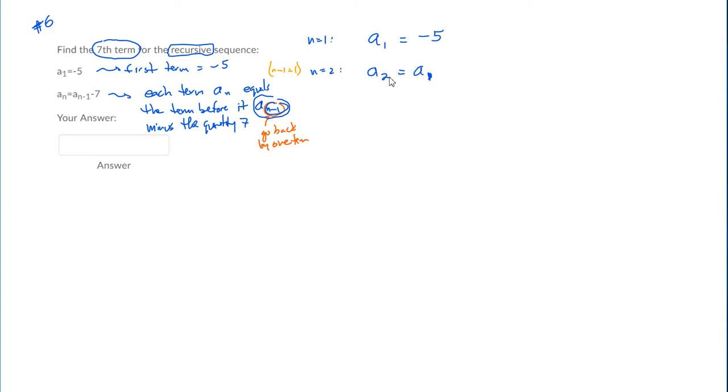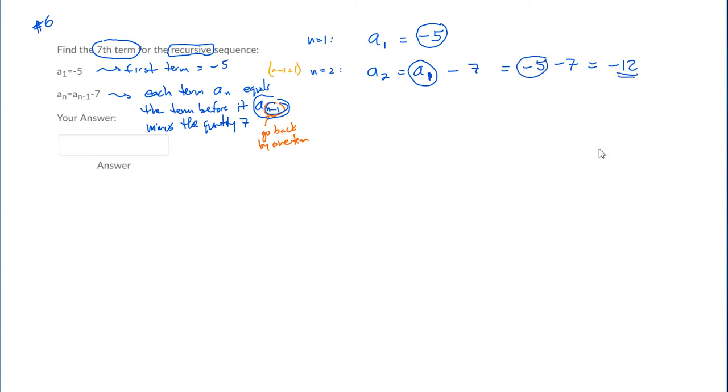If 2 is my n, then my n minus 1 is going to be term 1, and then minus the number 7. So it's the term before it minus 7. The term before it happened to be negative 5. So negative 5 minus 7 is negative 12. Notice I needed the term before my current term in order to get the value of the current term.